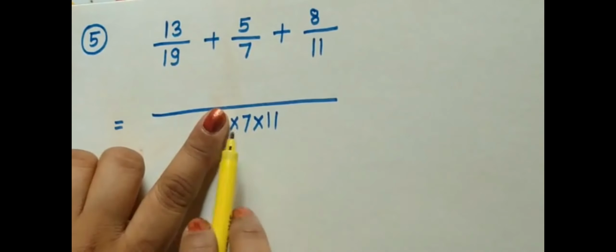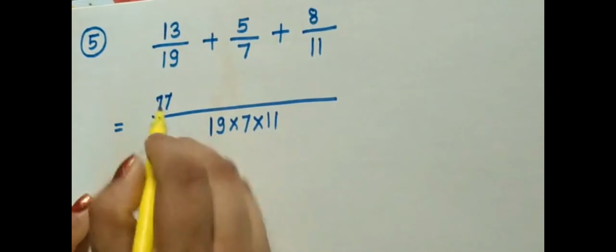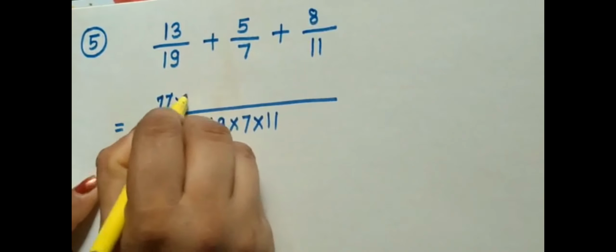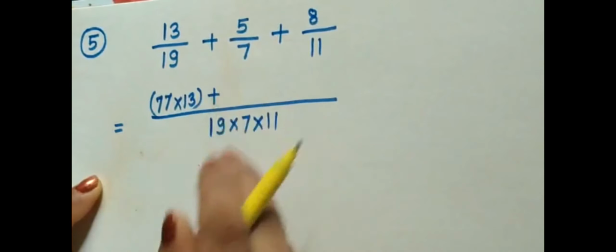So what we have to do, we need to hide this 19. So we will get the 7 cross 11, that is 77. Now we need to multiply this 77 with this 13. So we will write this in a bracket, copy this plus sign as it is.